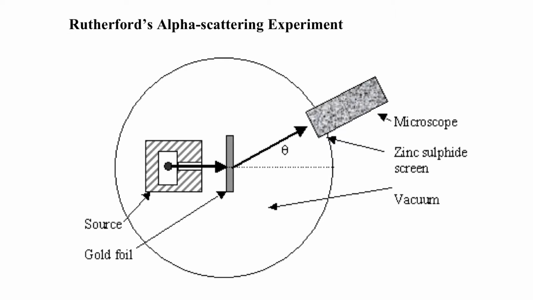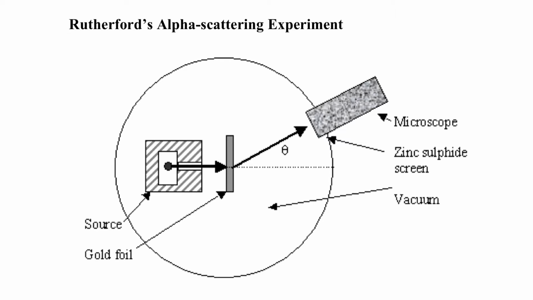So let's talk about Rutherford's alpha scattering experiment. This was one of the early attempts to investigate the nucleus. What they did was they used gold nucleus because gold is very stable. And how do they investigate the gold nucleus?